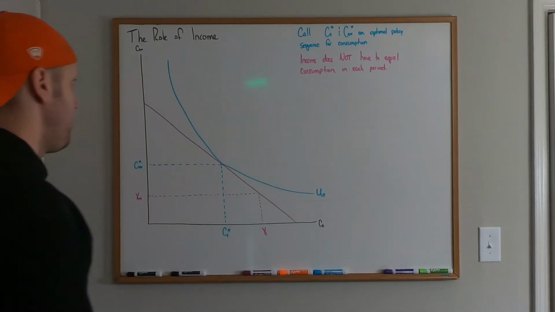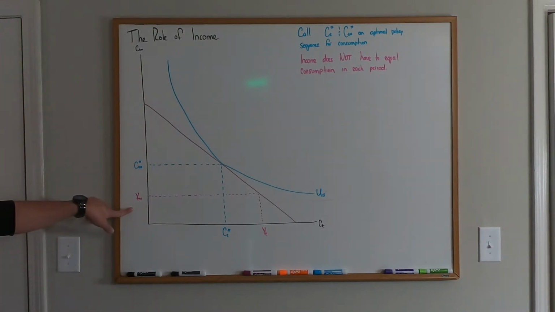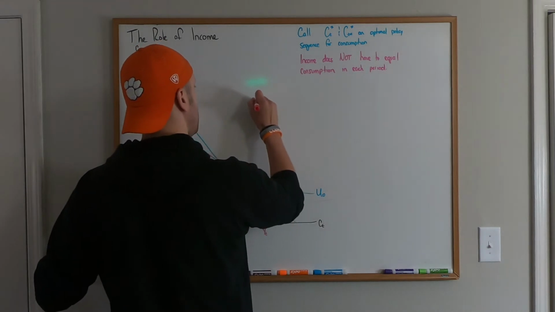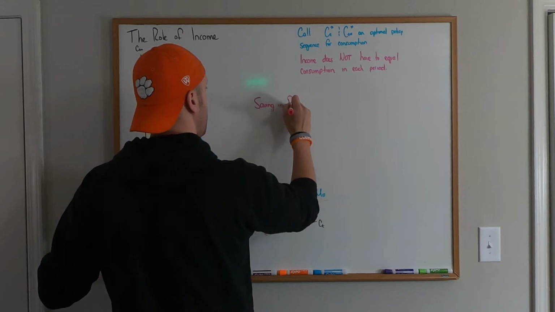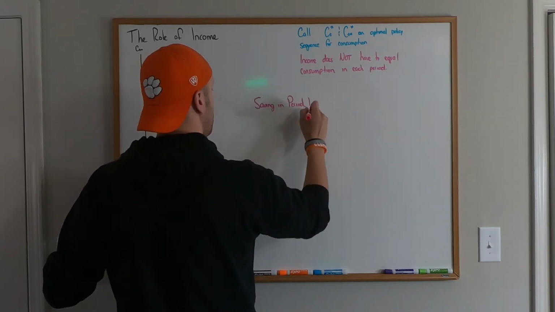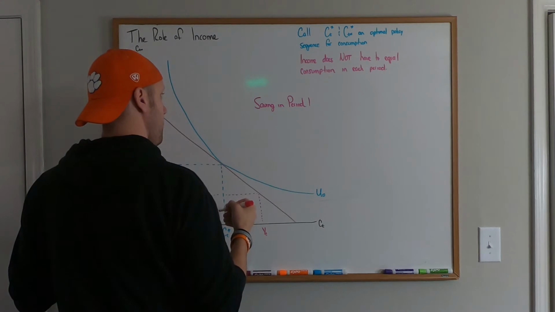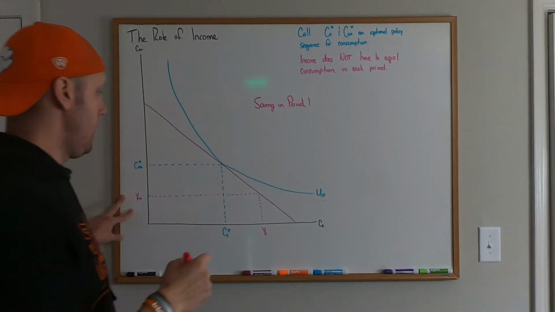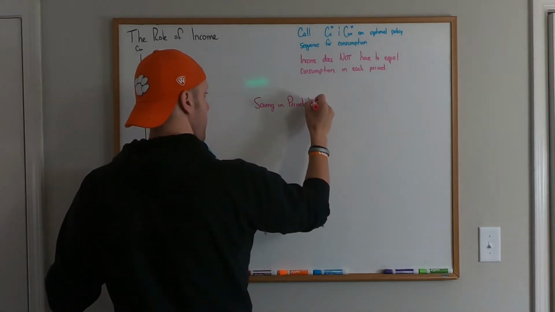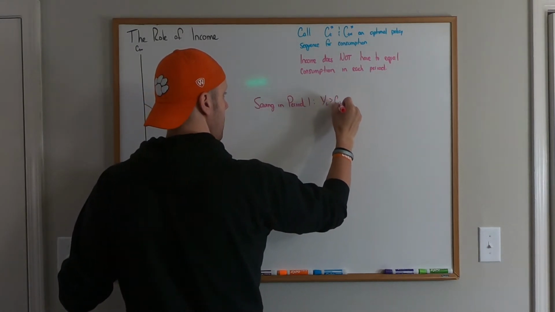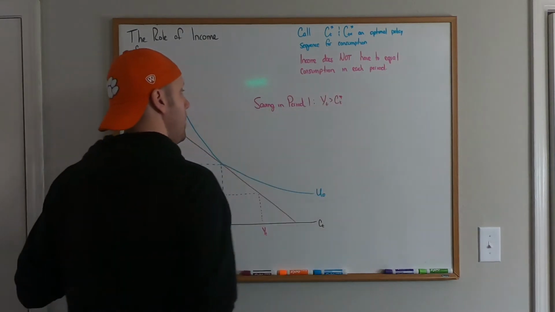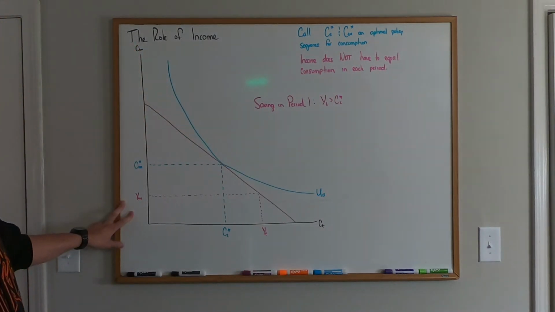I am now here. In this situation, I am no longer initially borrowing. I am initially saving. I'm saving in period 1. How do we know I'm saving in period 1, aside from the fact that I just said so? Well, I'm saving in period 1 because current income is greater than current consumption.